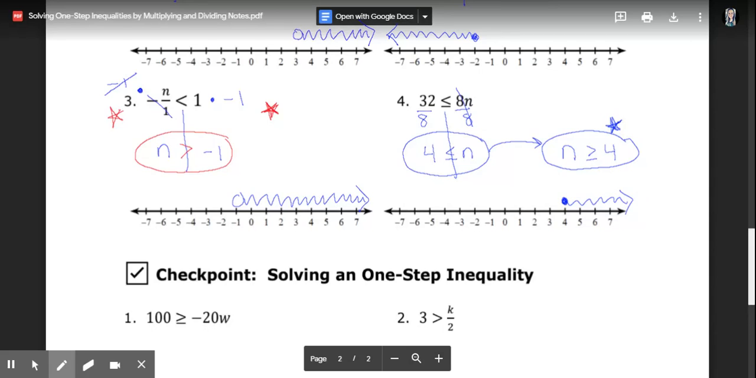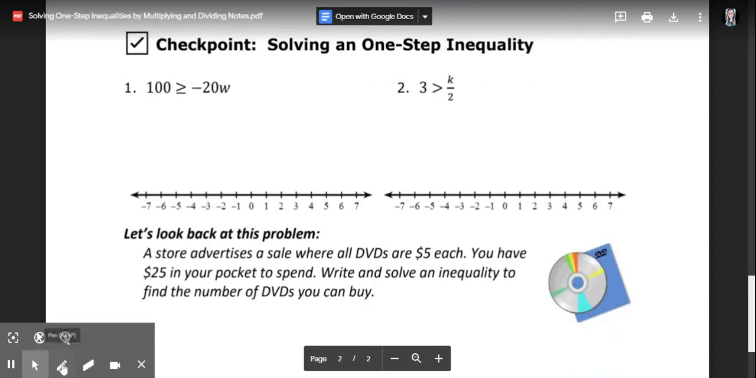All right, think you got it? Time to do 2 checkpoint problems, and we'll go through them together. So problem number 1. This one says 100 is greater than or equal to negative 20w. So I'll draw my line down the middle. What should I do in order to solve for w? I need to divide, and I'm going to divide by the negative 20.